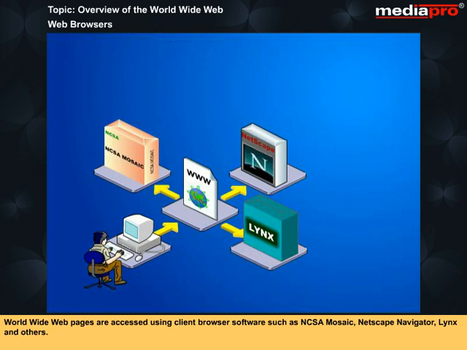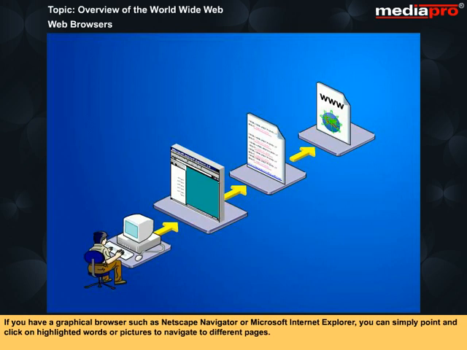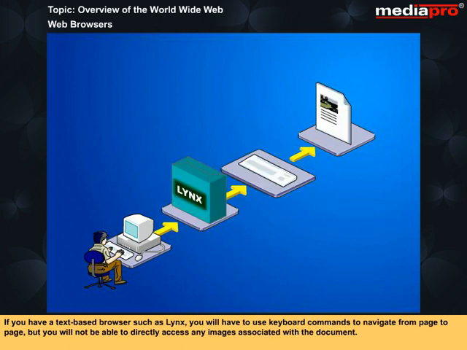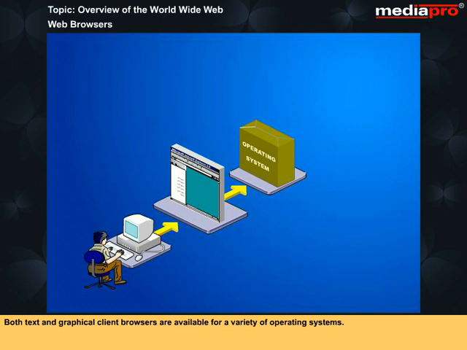World Wide Web pages are accessed using client browser software such as NCSA Mosaic, Netscape Navigator, Lynx, and others. If you have a graphical browser such as Netscape Navigator or Microsoft Internet Explorer, you can simply point and click on highlighted words or pictures to navigate to different pages. If you have a text-based browser such as Lynx, you will have to use keyboard commands to navigate from page to page, but you will not be able to directly access any images associated with the document. Both text and graphical client browsers are available for a variety of operating systems.